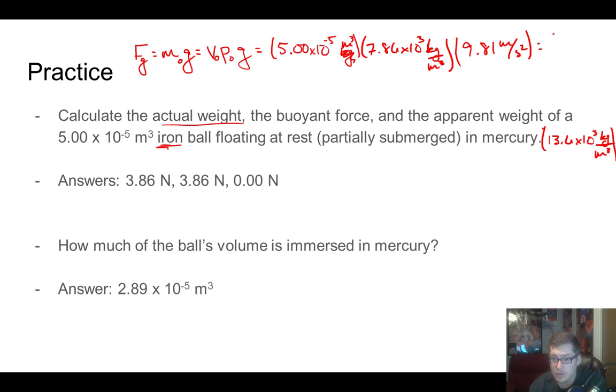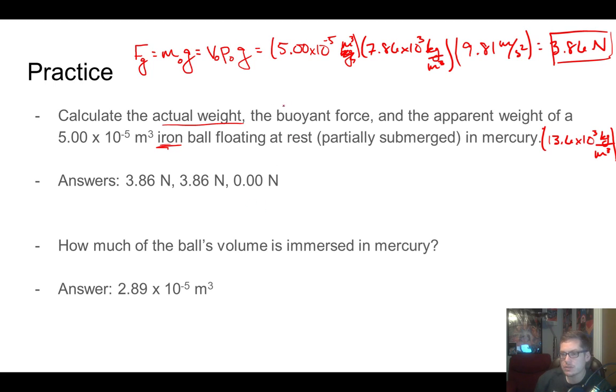So 5e to the negative fifth times 7.86e to the third times 9.81. Oh, I pushed the wrong button. Here we go. All right, so we get 3.85533 newtons. With 3 sig figs, it'd be 3.86 newtons. So that is the actual weight of the iron ball.